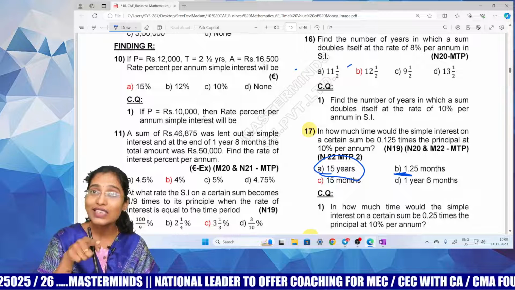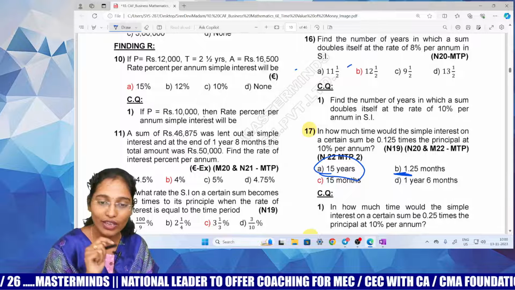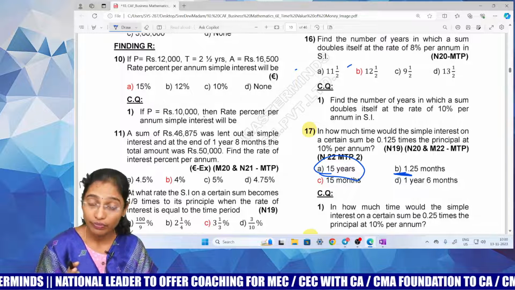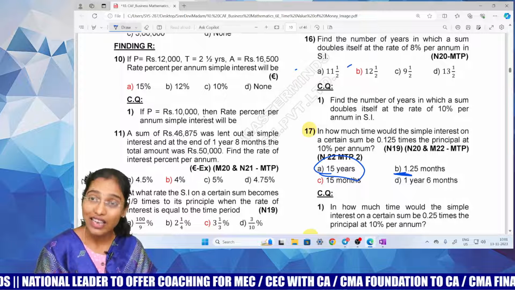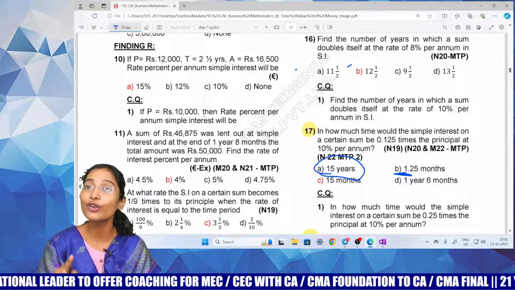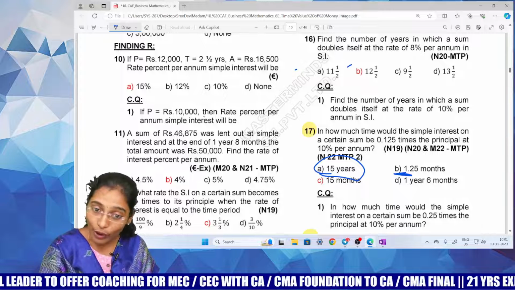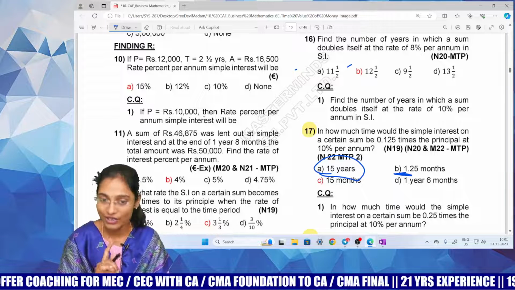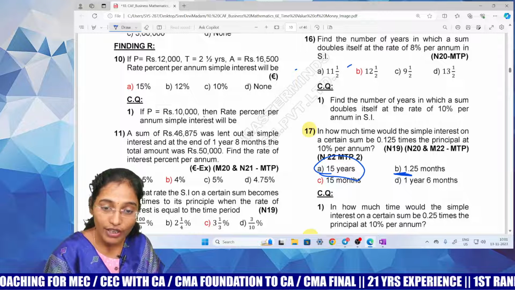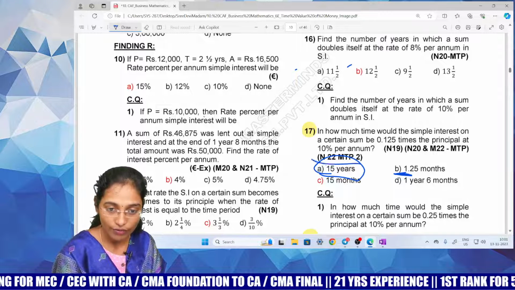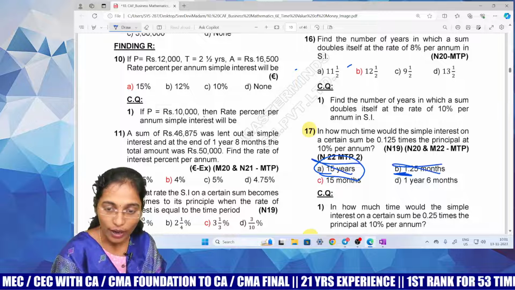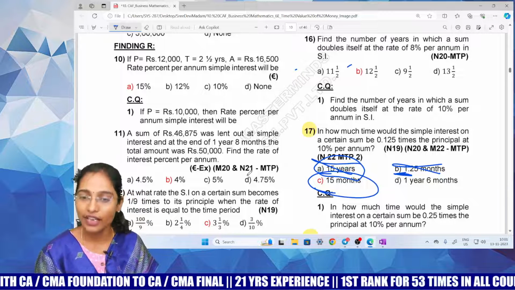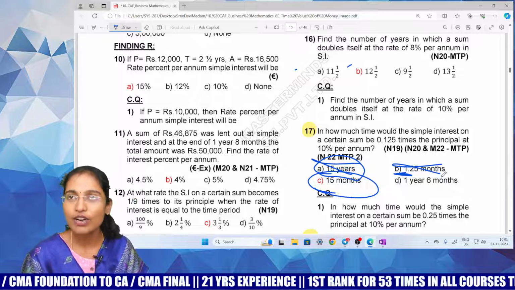So T is always expressed in terms of years. So you should not write it in terms of months. T is actually years. T is 1.25 years. But that 1.25 years is not at all available in any of the options. That's why I have converted the answer in terms of months. So 15 years is wrong answer. 1.25 months is wrong answer. 15 months is the correct answer. 1 year, 6 months means how many months, guys?